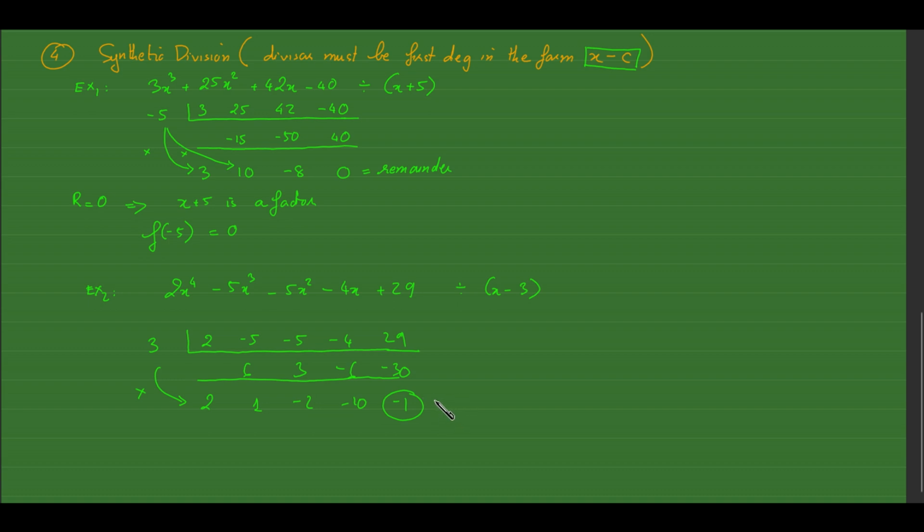This is the remainder over here, and the remainder is not equal to 0. So from here, I can conclude that x minus 3 is not a factor of the polynomial 2x to the 4 minus 5x to the 3rd minus 5x squared minus 4x plus 29.